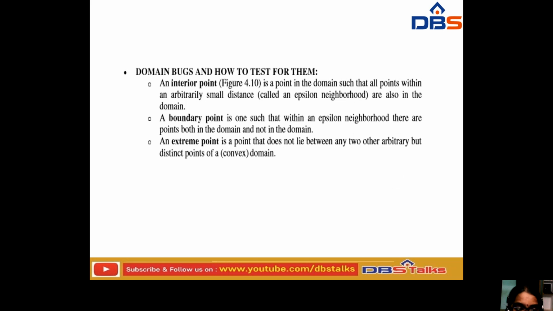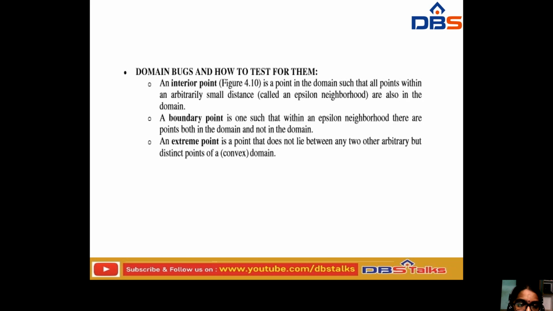If you observe these domain bugs, first of all you will come to know what the domain bugs are and how we can test for them. In the next slide we are going to show one figure. What are the points inside the domain? We can call them interior points. What are the points that are outside the domain? We can call them extreme points.